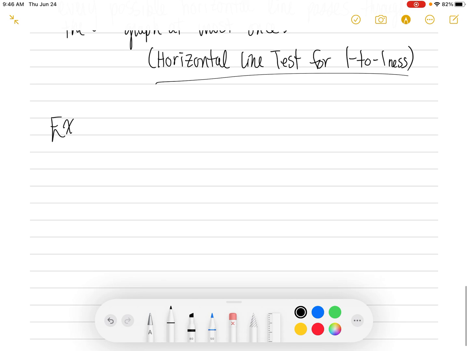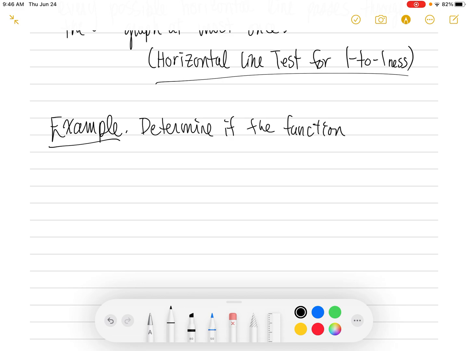So the idea is, let's just do some examples where we use the horizontal line test to test for one-to-one. We're going to look at some famous functions from our library of functions. Determine if the function is one-to-one. So they will be functions, but they may not be one-to-one. We'll see.